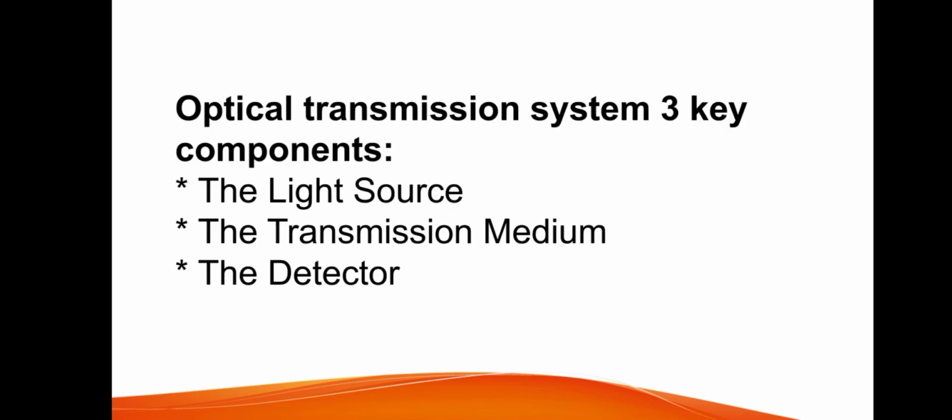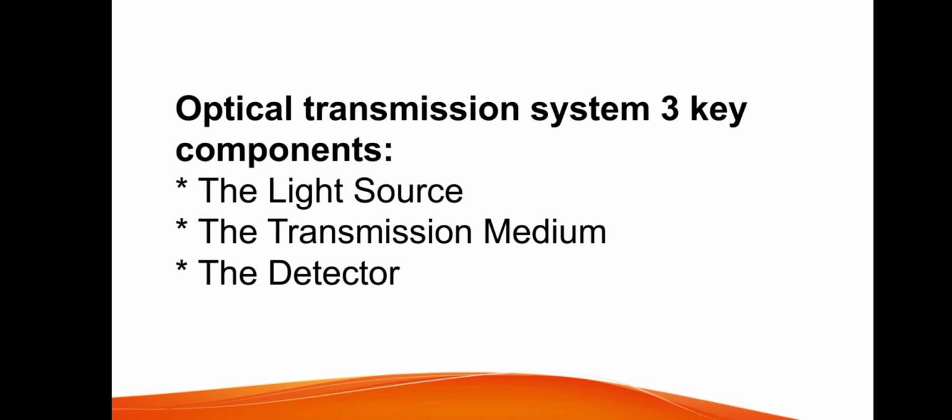Moving on, we have the three key components of an optical transmission system, which are the light source, the transmission medium, and the detector. According to conventional wisdom, a light pulse denotes a 1 bit, while no light denotes a 0 bit. A very thin glass or plastic fiber serves as the transmission medium. When light strikes the detector, an electrical pulse is produced.